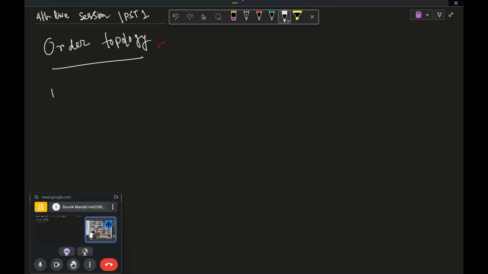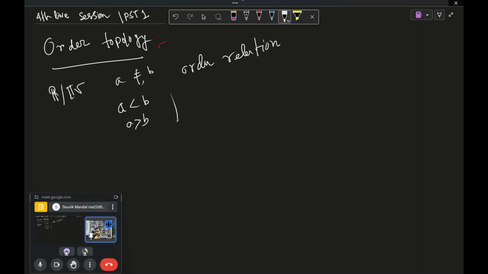Okay. So if you consider the real line or natural numbers, whatever it is, there is a certain relation. If I take any two numbers a and b from this, with a not equal to b, then either a is less than b or a is greater than b. So this type of relation is known as an order relation, and the generalized definition goes as follows.